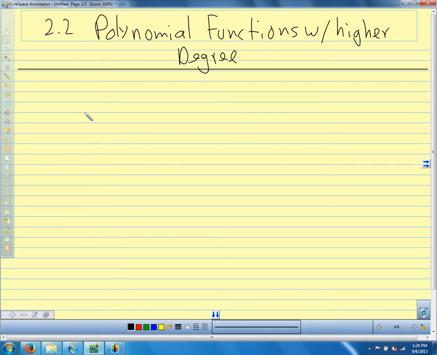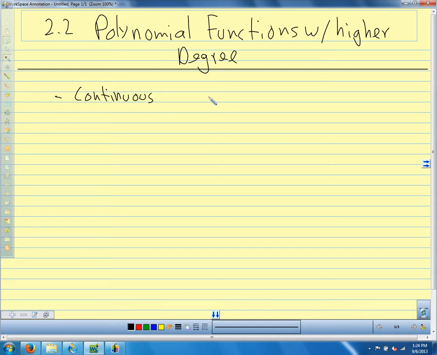So a couple of important things to note about polynomials. If we're looking at the graphs of polynomials, polynomials are continuous. Now what that means is polynomials, they're smooth. There aren't any breaks or gaps in graphs of polynomials.